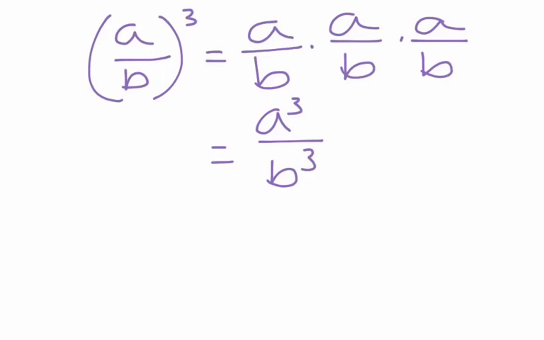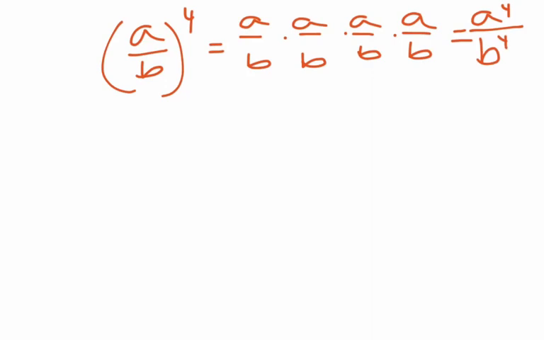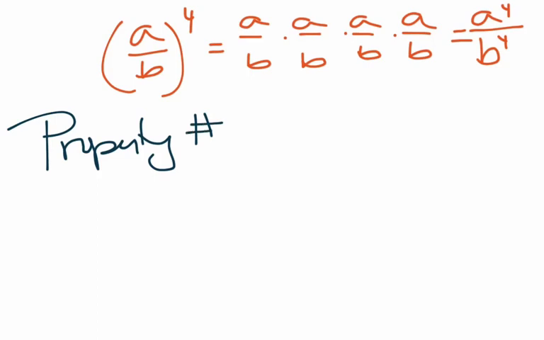So I can do one more example just to kind of build the case here. If you have A over B and it's raised to the 4th power, that means A over B times A over B times A over B times A over B. And then, of course, to multiply your fractions, you just multiply across the top and the bottom. So A times A times A times A is A to the 4th over B to the 4th. And so here's the property. This is property number 5. And this is called the power of a quotient property.